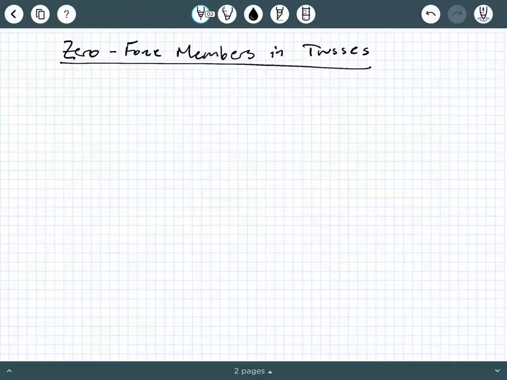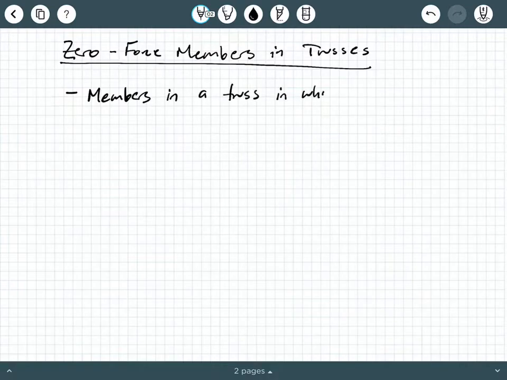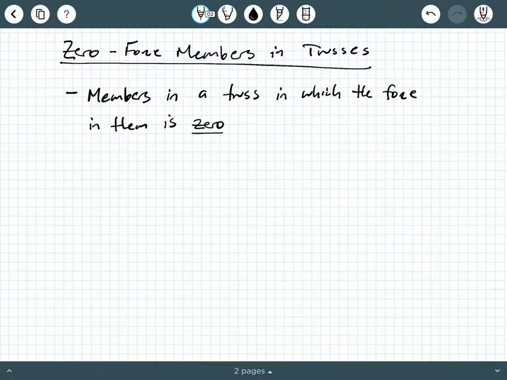In this video, we are going to be discussing what are called zero force members in trusses. Now, this is exactly what it sounds like. These are members that are part of a truss system that support zero forces. So we're going to say these are members in a truss in which the force in them is zero. It's nothing. They have no force in them.